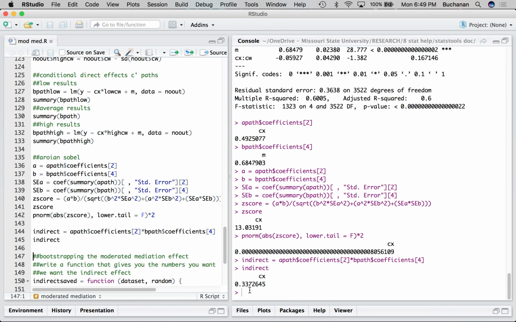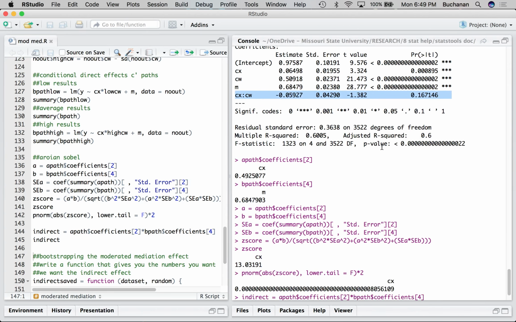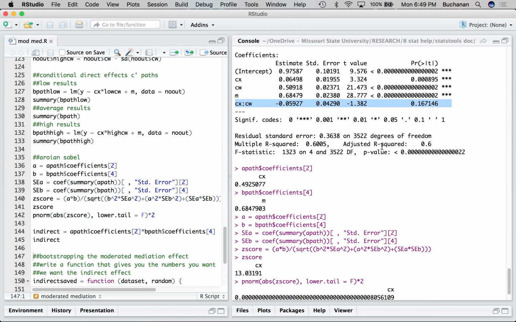Well, it appears to be mediation at the very minimum because our Sobel test is significant, and as you'll see here in a minute when we run the bootstrapping, it will be greater than 0. I think it would be hard to argue that there's moderated mediation because the interaction is not significant. Okay. So I would say this is mediation.